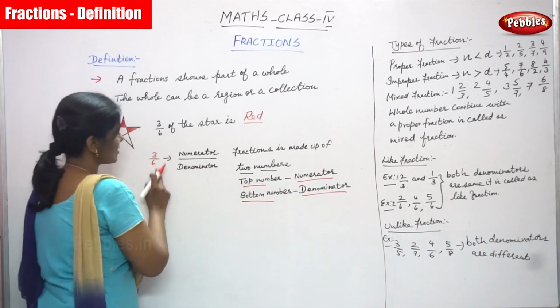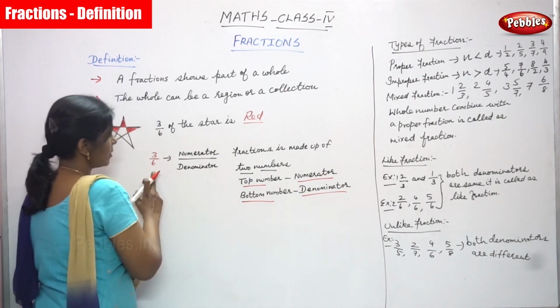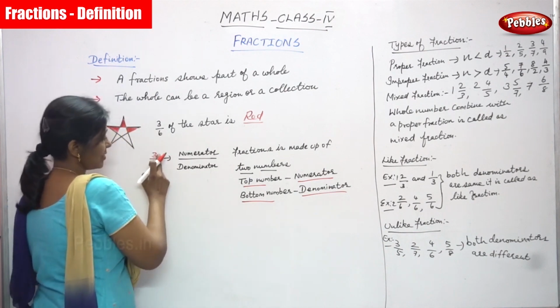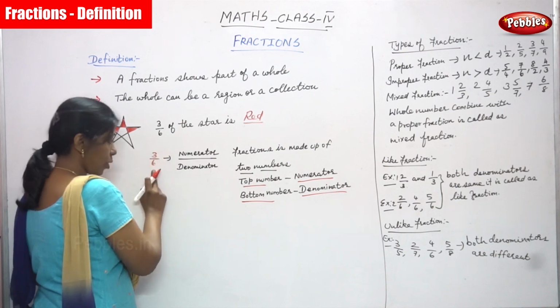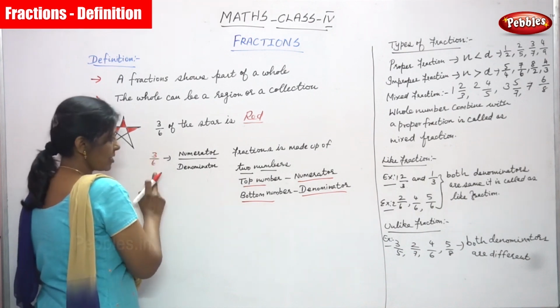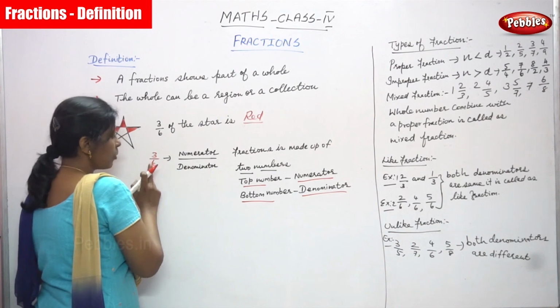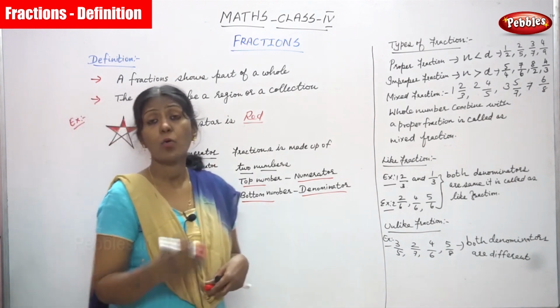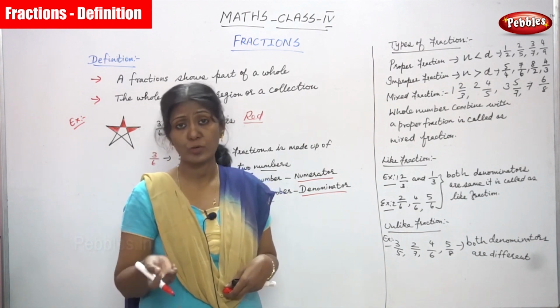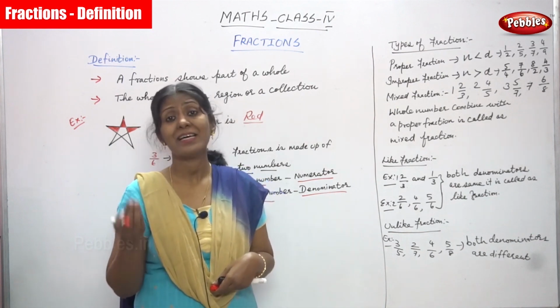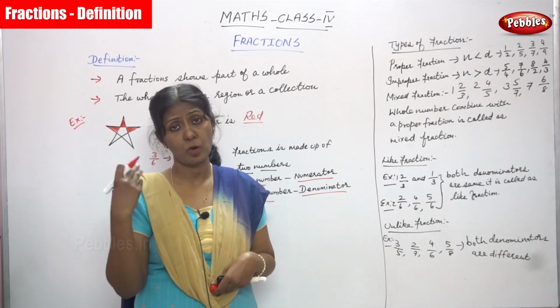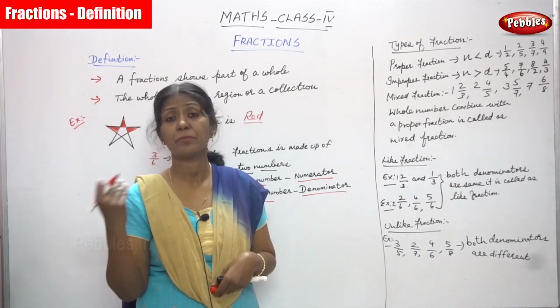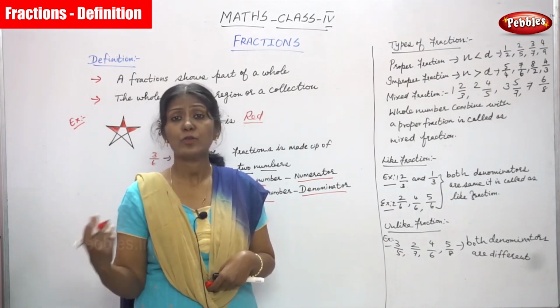So in 3 by 6, 3 is the numerator and 6 is the denominator, because 3 is the top number and 6 is the bottom number. The top number is always called the numerator and the bottom number is always called the denominator. So 3 is the numerator and 6 is the denominator.